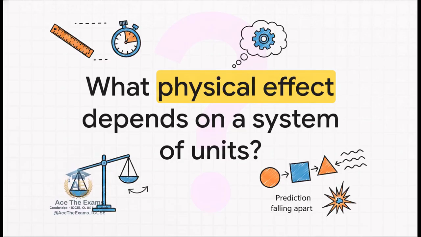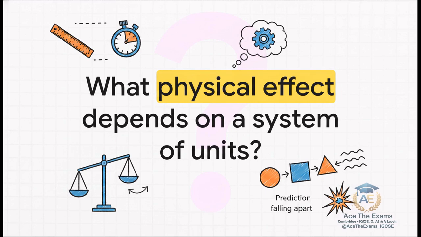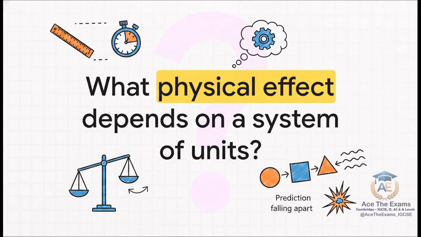On the other hand, we have Sam. Sam rushes. Sam reads the first half of the question, completely misses the specific command words like explain or deduce, and writes a one-line answer with the wrong units. Both Alex and Sam are falling into the exam trap. A strong top-tier approach always begins with this simple question. What physical effect, measurement, or prediction actually depends on understanding a system of units? By asking this, you make the concept absolutely necessary rather than just decorative knowledge.